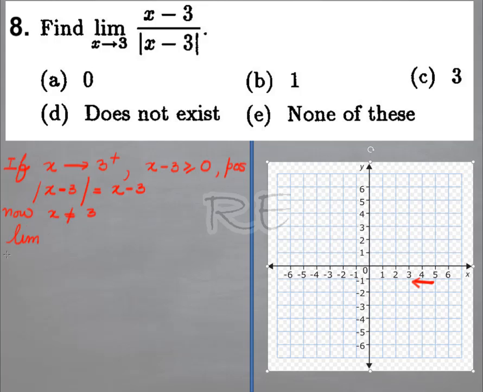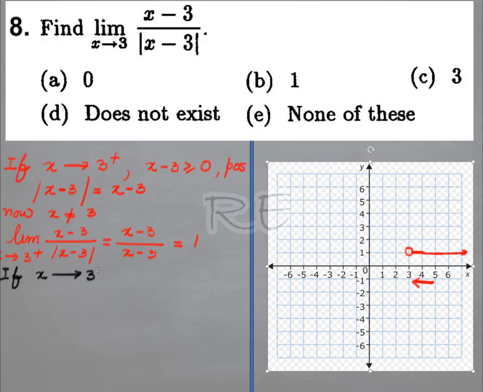The limit as x approaches 3 from the right of x minus 3 over the absolute value of x minus 3 will be equal to x minus 3 divided by x minus 3, which is 1. Remember, x is not defined as 3, so it's going to be an empty circle. And we have the line y equal to 1 as the graph of the function on the right side of 3.